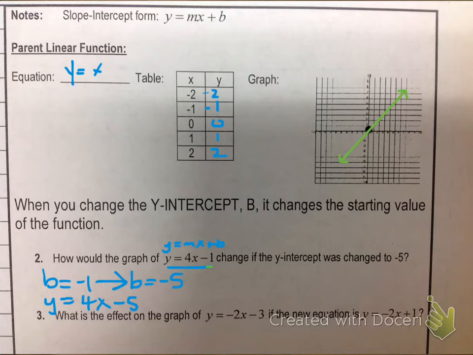The graph would change because I'm going from negative 1 to negative 5. Negative 5 is which direction? Thinking about the y-intercept, so the y-axis, negative 5 is going to go down, not left or right, but down to get to negative 5. How many units did I have to go? I had to go down 4 units. So you would say the graph shifted 4 units down, going from negative 1 to negative 5.